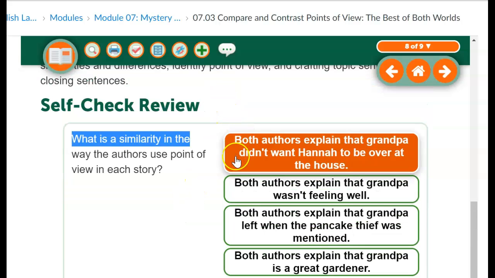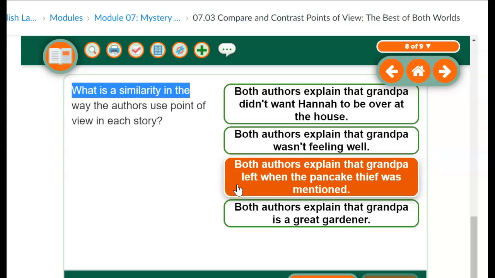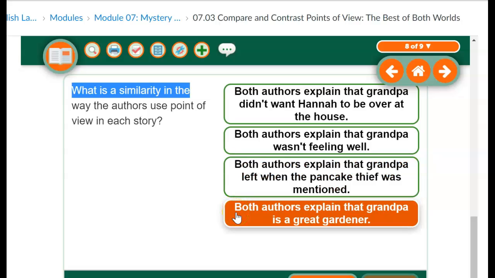So did both authors explain that Grandpa didn't want Hannah to be over at the house? Did both authors explain that Grandpa wasn't feeling well? Did both authors explain that Grandpa left when the pancake thief was mentioned? Or did both authors explain that Grandpa was a great gardener? So what did they have in common about point of view?